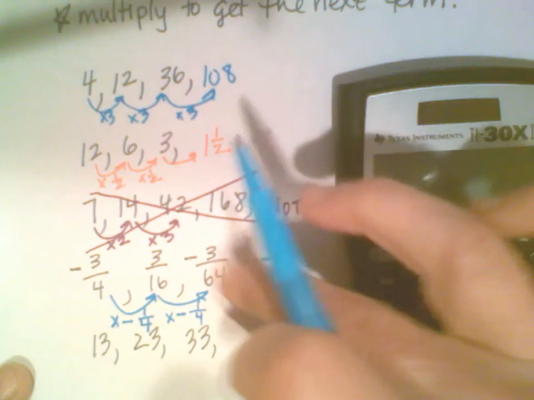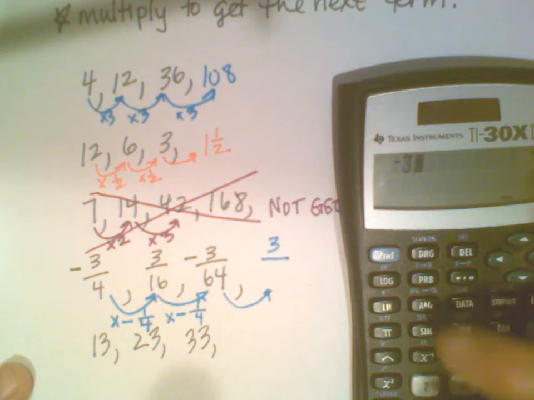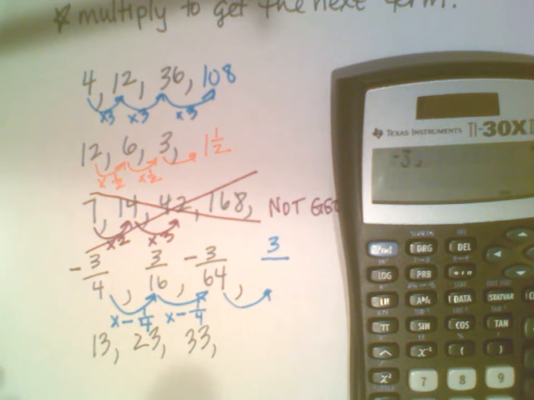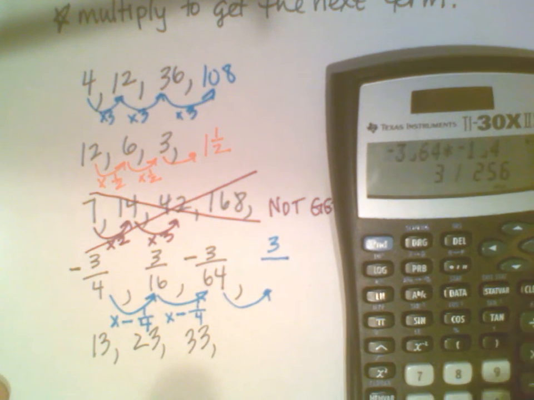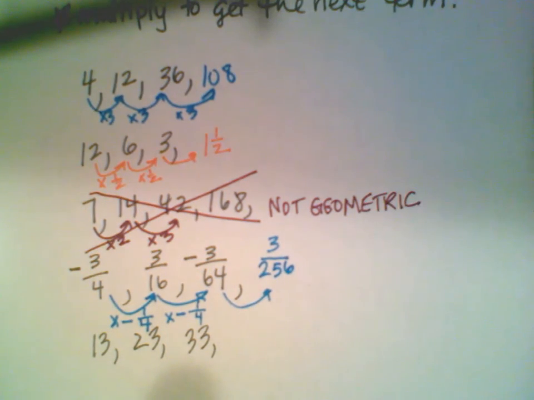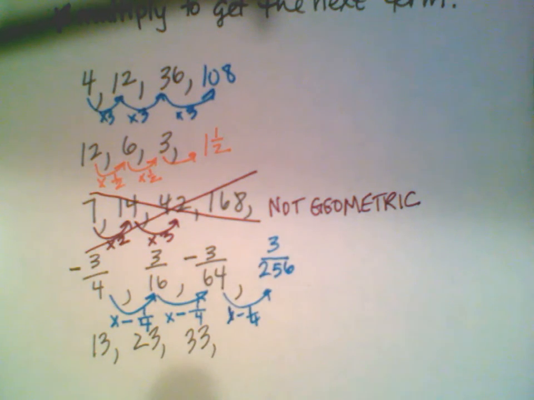Or, like I was going to do, I would use my fraction key, so I'd do negative 3 over, remember we have that fraction key that we learned how to use. If you don't have a calculator like this and you have to use your phone, you're going to have to do a different method. But negative 3 over 64, I'm going to times negative 1/4 because that's what I'm multiplying by each time, and then I'll get my answer that way. So this is 3 over 256. So 3 over 256 is my next term, times negative 1/4. But keep in mind you're multiplying each time.